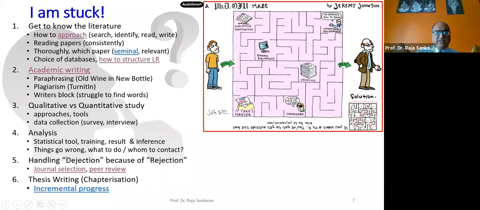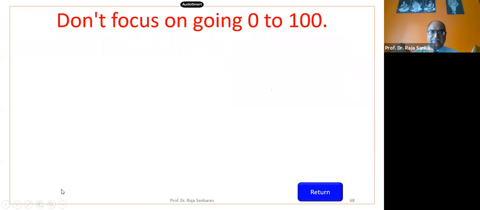Then comes thesis writing, chapterization and all, which I'll cover a little bit later when I come to the different tips. But the key perspective is, do not think that you will be able to write your thesis within a month's time at the end.